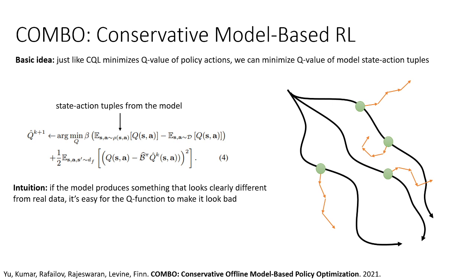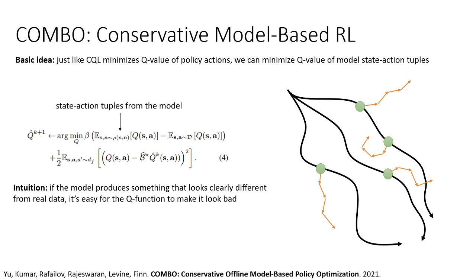And this is nice because we're not actually changing the reward function, we're just imposing this additional regularizer on the Q function that says, Q function, try to make the model-based states and actions look worse. And if you can't make them look worse than the data, that means that they're indistinguishable from the data, which means that the model is actually being correct. The model is not producing states and actions that look unrealistic. And this actually ends up working a little bit better than MOPO and MOReL.